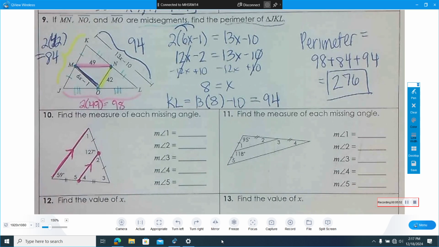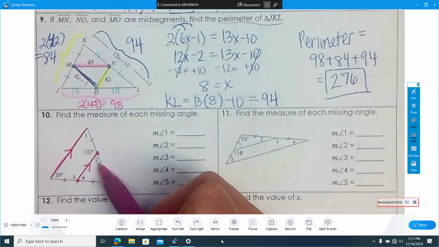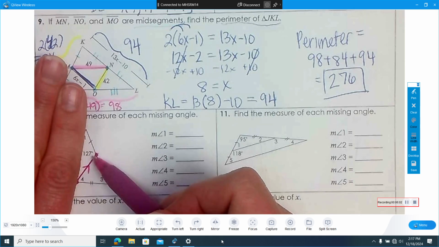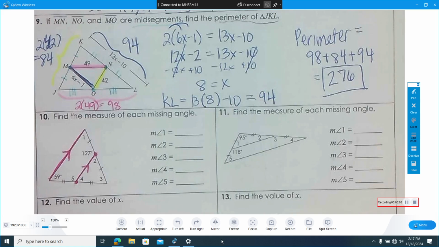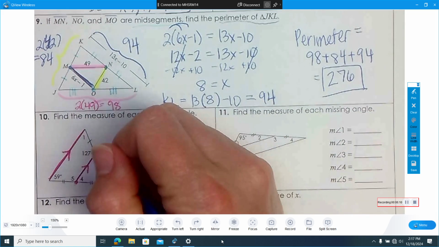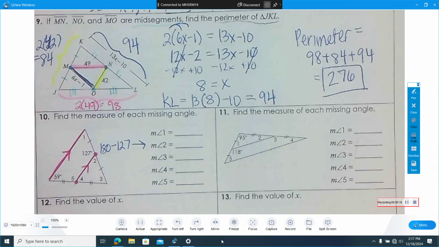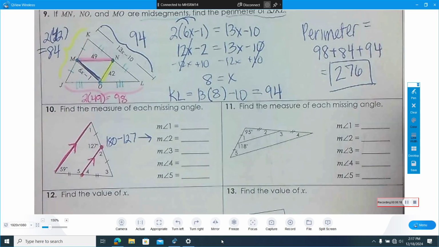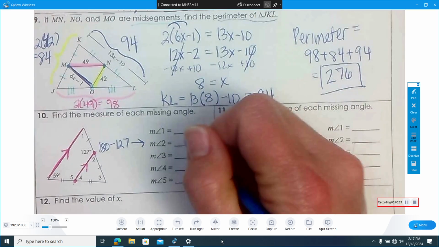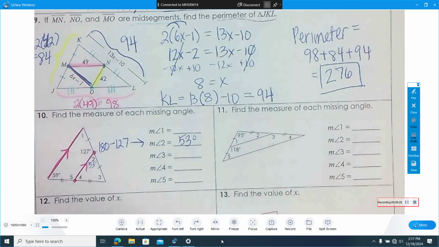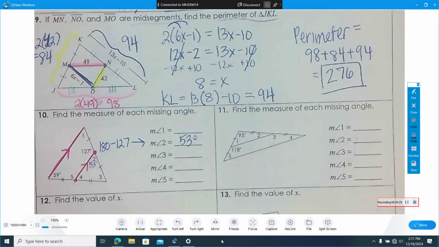So I think I'm going to start right here with angle 2. Ignoring pretty much everything, if I know that one side is 127 degrees, can I figure out the measure of angle 2? How? Subtract from 180, yeah, sure. 180 minus 127 is going to give me the measure of angle 2. What is 180 minus 127? 53, okay. 53 degrees. So I'm going to write that in there that it's 53. I like labeling my triangles with their actual measures.